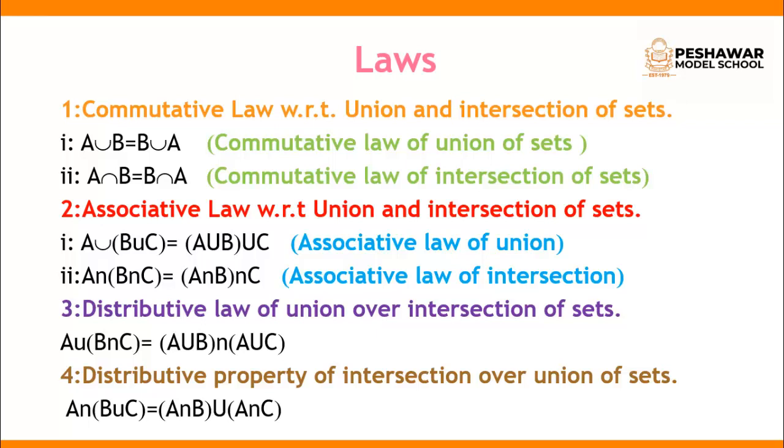Now the distributive property of intersection over union. In this law, first we have to write intersection. That's why we put the sign of intersection first. In the previous law we wrote the distributive law of union, that's why we put the union sign first. So the distributive property of intersection over union of sets means A intersection bracket B union C. Now how can we make their right hand side? A intersection B bracket. Now we put the sign of union, bracket A intersection C.